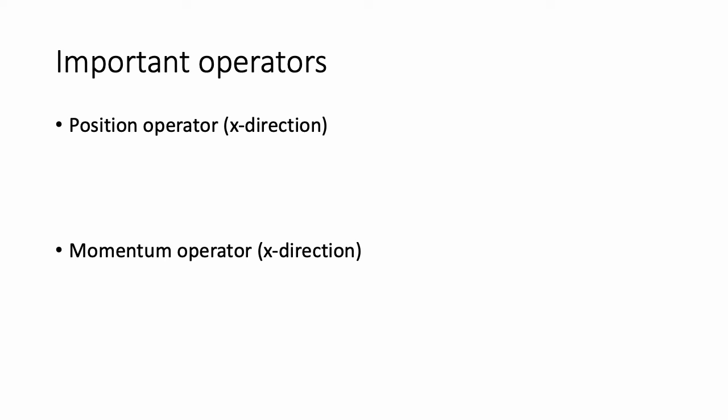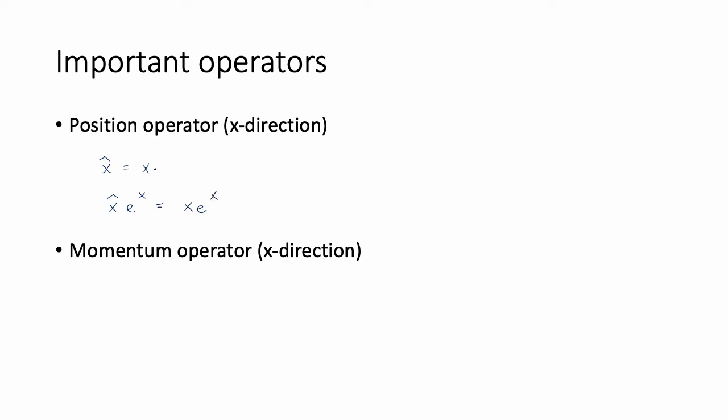So let's talk about some important operators. The first one is the position operator in the x direction. We call this x hat, and this is basically equivalent to multiplying the function by x. So if I were to apply this to e to the x, for instance, I would just multiply e to the x times x.